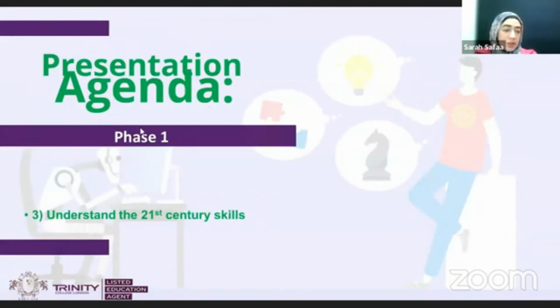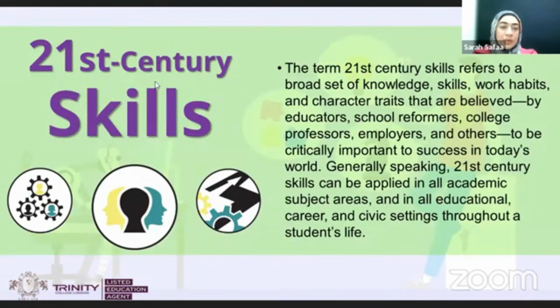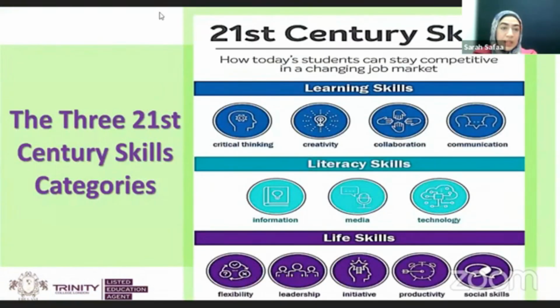The next milestone is to understand the 21st century skills, the things that we are here for. As we can see here, the 21st century skills are divided into 3 categories: learning skills, literacy skills, and life skills. Okay. Let's move on.